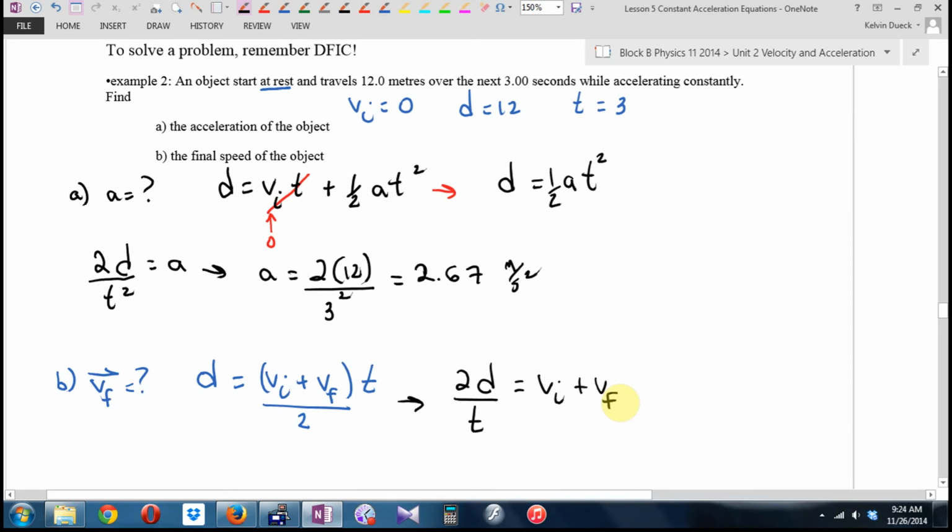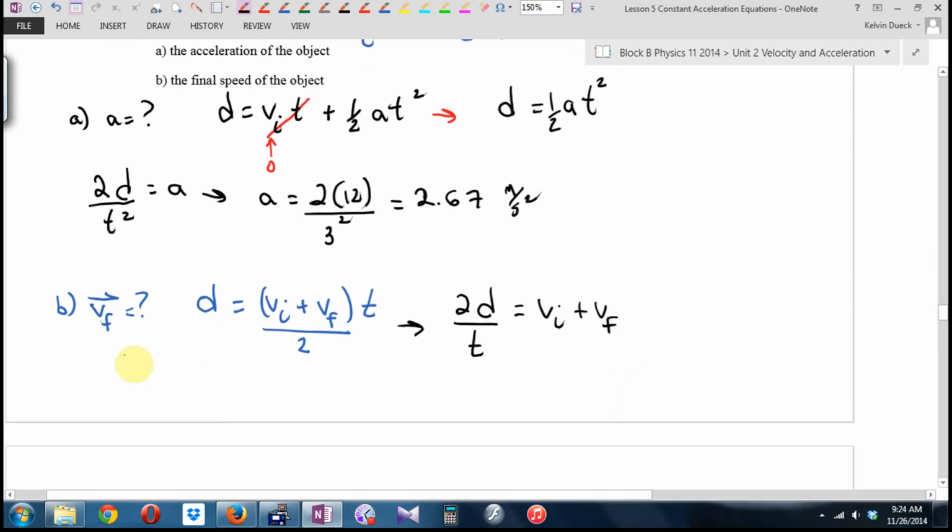The VF. What else is on the same side still as the VF? The VI. What's the VI doing to the VF? Plus. How would I move the VI over? Minus. So if I hear you correctly, another brand new, so now you're deriving physics in your head, which is pretty cool. You're telling me VF is 2D over T, subtract the VI from it. Is that what you're telling me?